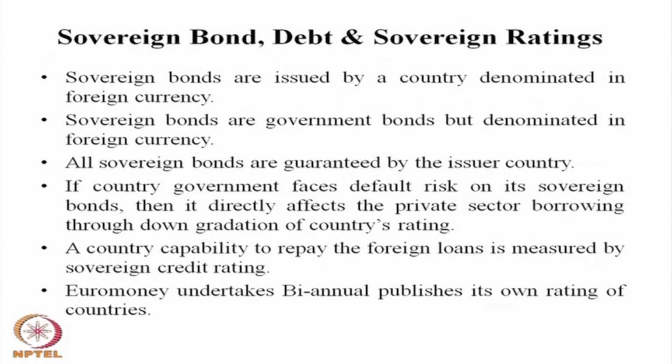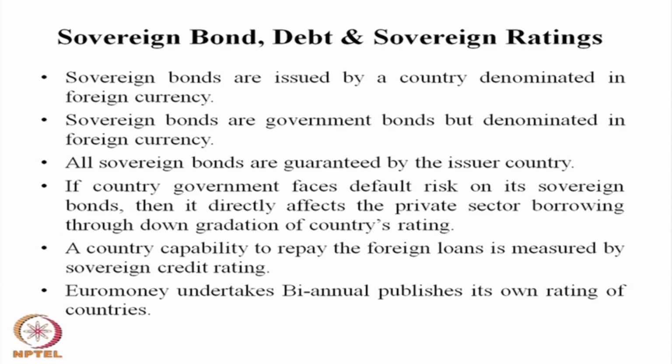If you go beyond this, sovereign bonds are available in the market. A sovereign bond is generally issued by the country denominated in foreign currency. These are not government bonds. Government bonds are issued in domestic currency by the country's government, but sovereign bonds are issued by the government in foreign currency. All these bonds are guaranteed by the central government. Since it is a sovereign bond, default risk is almost zero, and these bonds are generally purchased by different financial institutions and governments of other countries, and used by governments for their developmental activity.